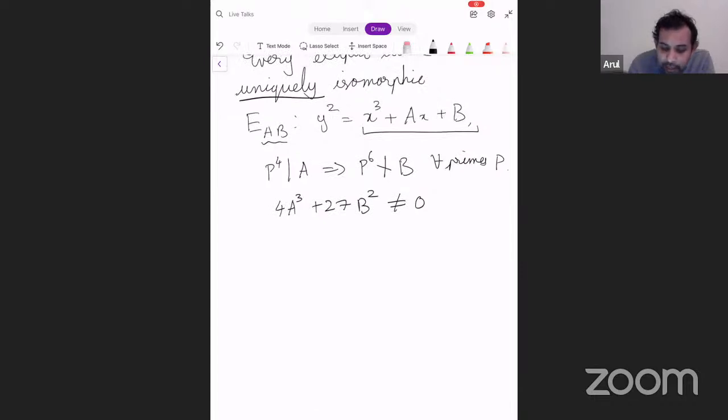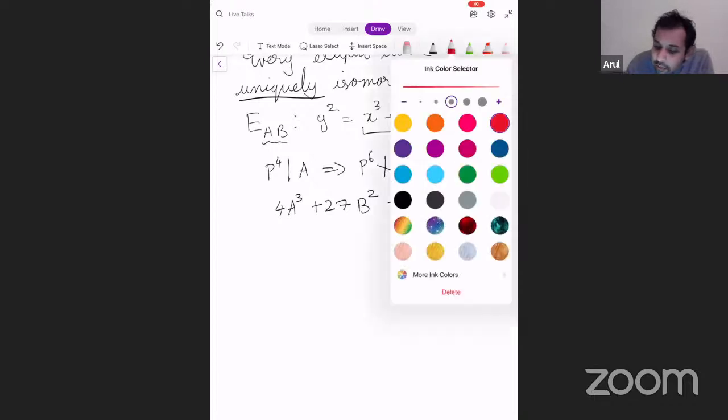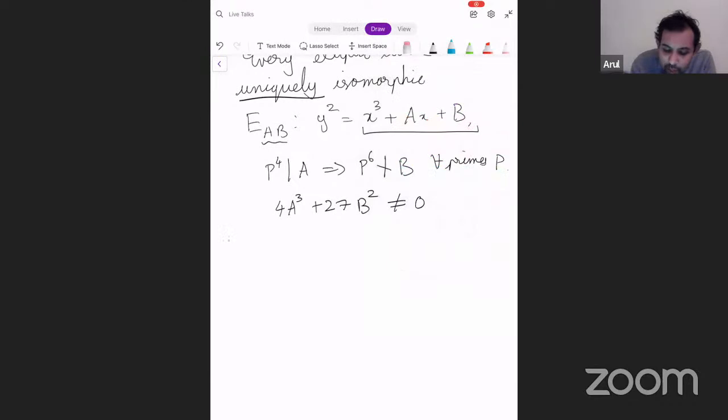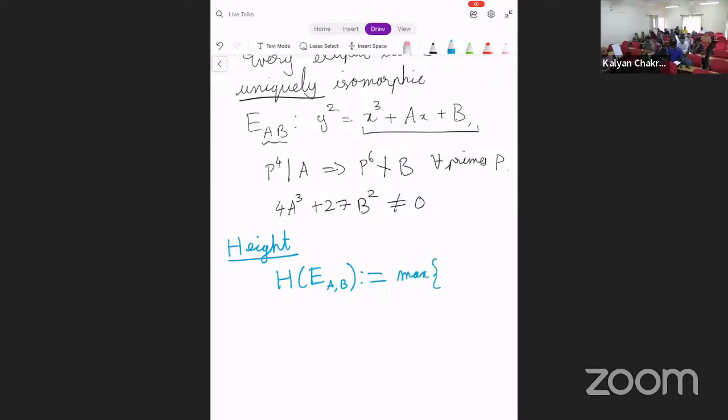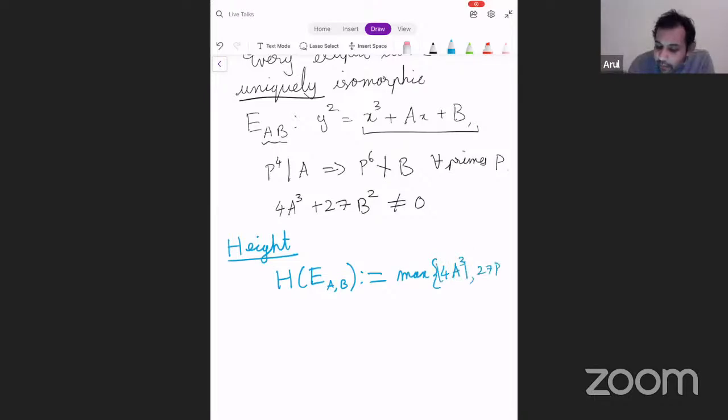We order them by height. We define the height of an elliptic curve. So I'm going to define a height. And we will define the height of E_{a,b}. Remember, every elliptic curve is uniquely isomorphic to some E_{a,b}. This is going to be the maximum of 4a cubed and 27b squared.